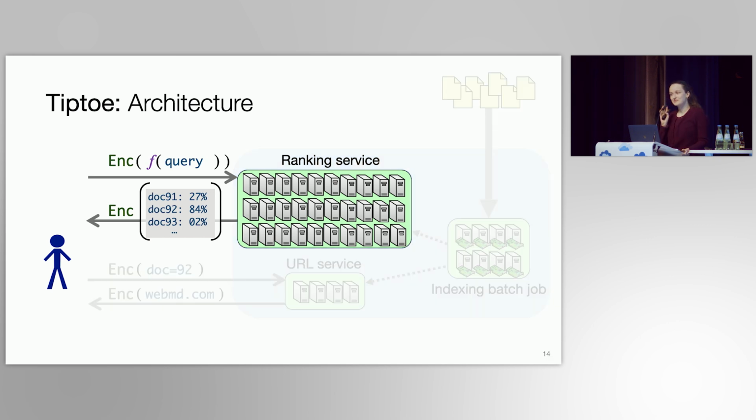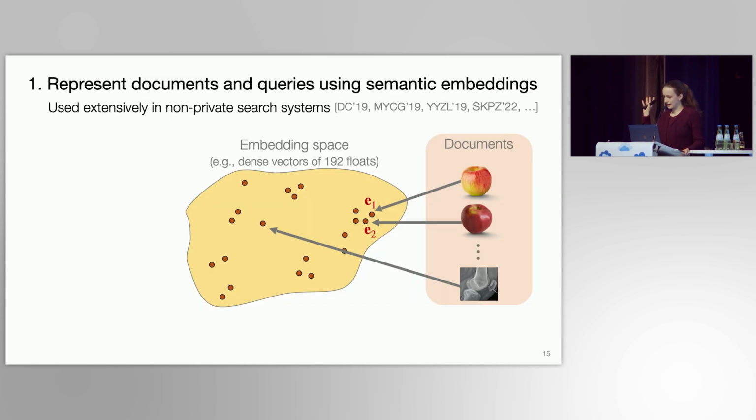And for the purposes of this talk, I'm going to focus on the ranking service because this is where all of the complexity of document ranking and selection happens. Okay, so let's rank documents.